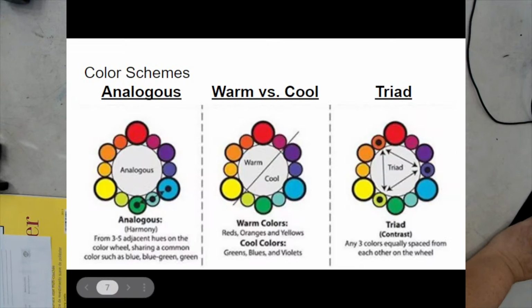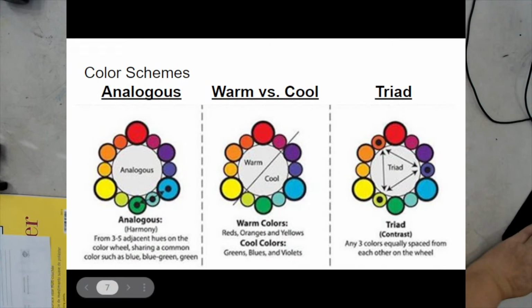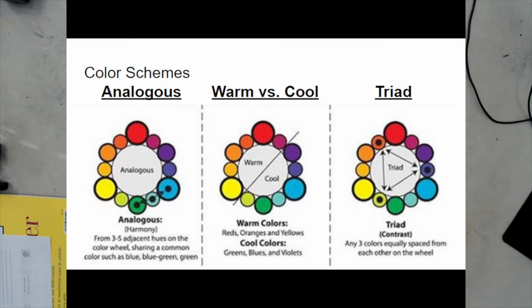And then next we have these color schemes. We have analogous, warm versus cool, and triad. Now analogous is any 3 to 5 adjacent colors, or colors that are next to each other on the color wheel. It doesn't matter where on the wheel you are, pick any 3 to 5, and that will serve as an analogous color scheme.